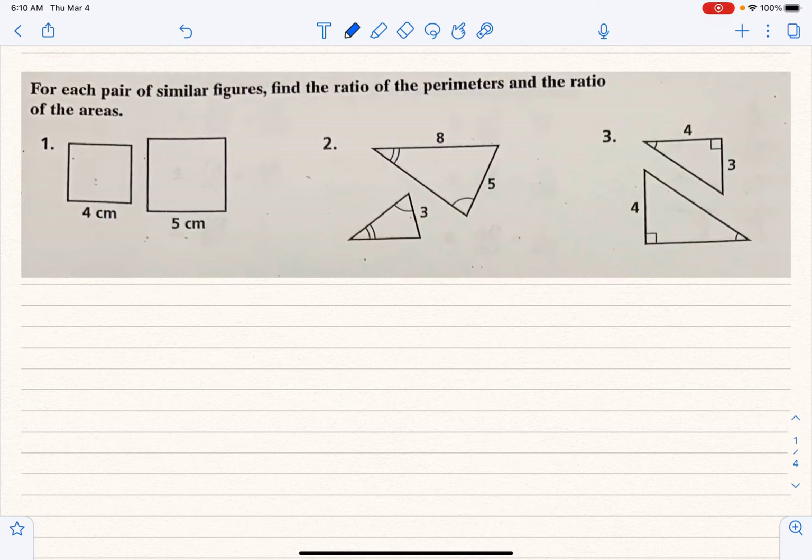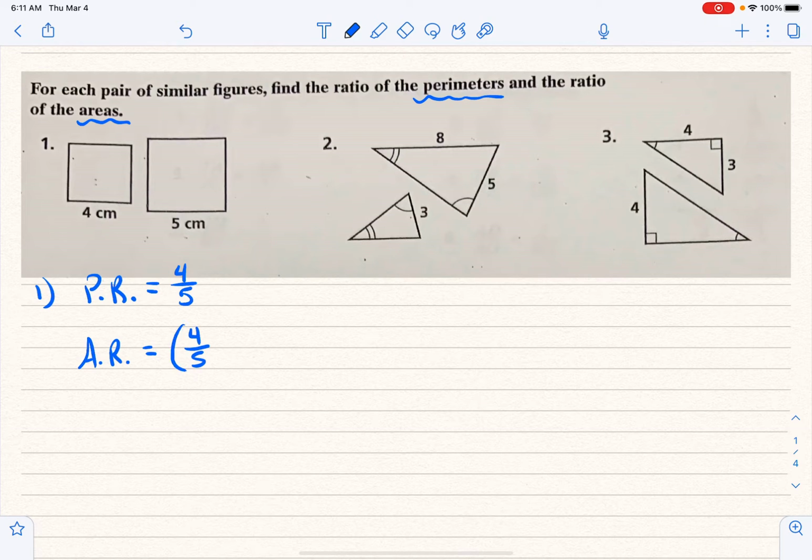Okay, now please, if you don't have your homework out yet, please get it out. We are taking a quiz on this today. I want you to do your best. Okay, so number 1, we're looking for the ratio of the perimeters and the ratio of the areas. Okay, so for number 1, we know that the perimeter ratio, I'm going to abbreviate PR, is the same thing as the similarity ratio. So in this case, that is just 4 to 5. And we know the area ratio is just going to be the perimeter or similarity ratio squared. And so that's going to be 16 to 25.